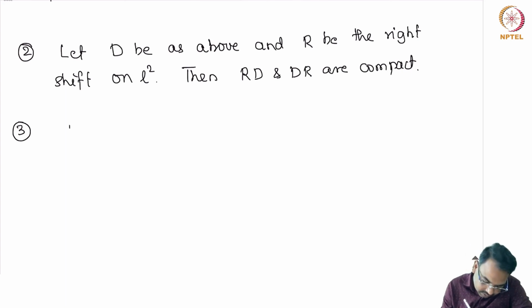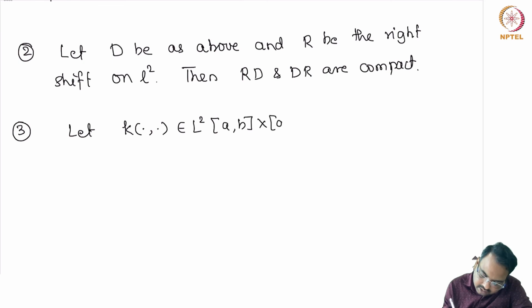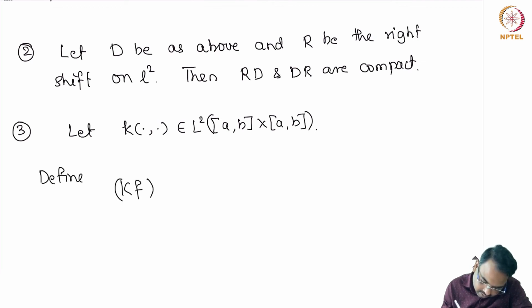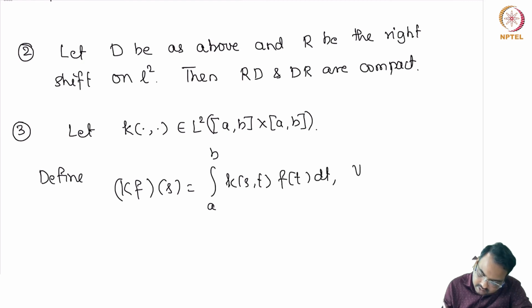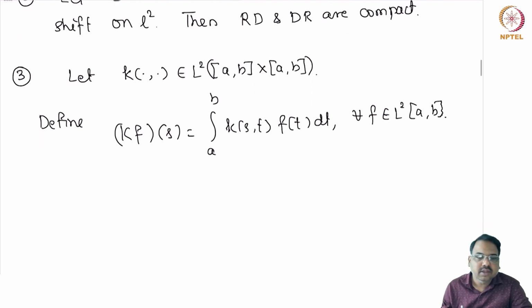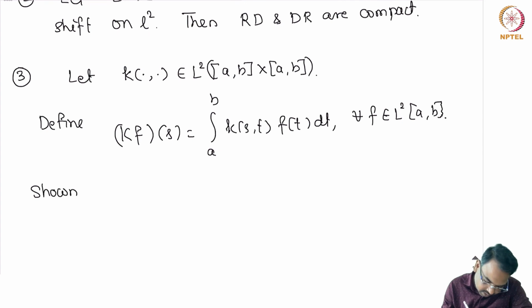Let us take a two variable function k in L2 of [a,b] cross [a,b]. Define the integral operator K f at s as the integral from a to b of k(s,t) f(t) dt for every f in L2[a,b]. We have shown in the beginning that K is a bounded operator on L2[a,b].